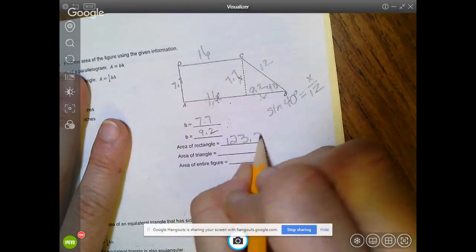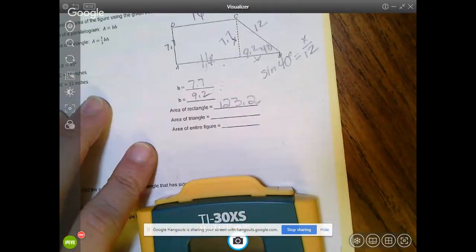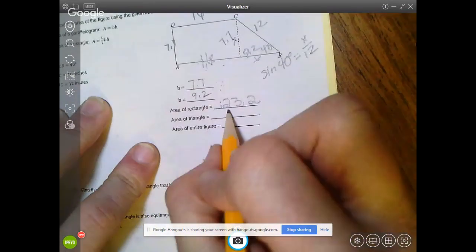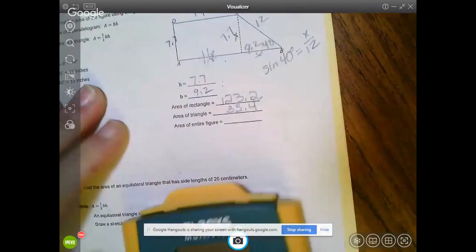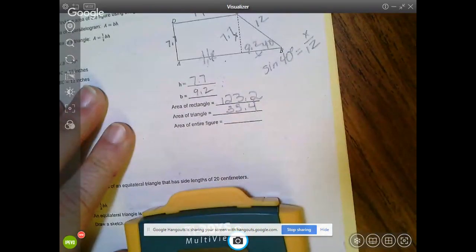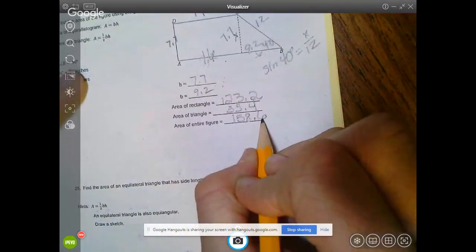Is that what you guys got? Area of a triangle, 1/2 base times height. 35.4, 158.6. Is that what you guys got? Anyone? Yes, no?